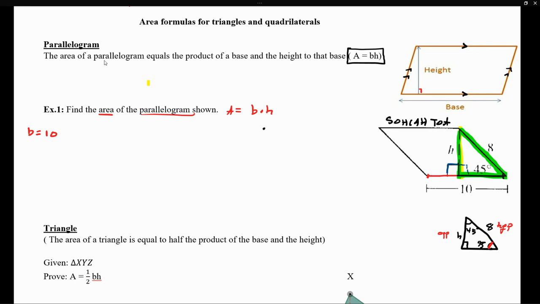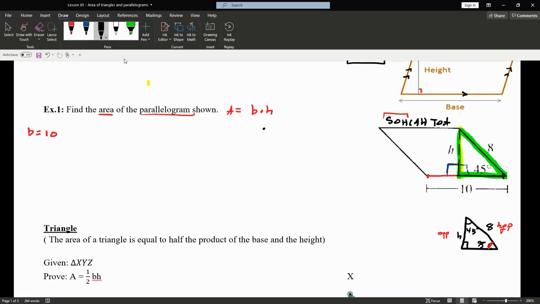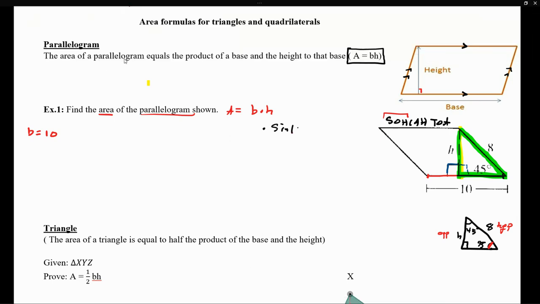So the ratio that we can use that defines opposite and hypotenuse is the sine. Because the way we have defined before, the sine of an angle is equal to the opposite over the hypotenuse. Now let's plug in what we know. The sine of my reference angle, which is 45, is equal to the opposite, which is h, over my hypotenuse, which is 8.